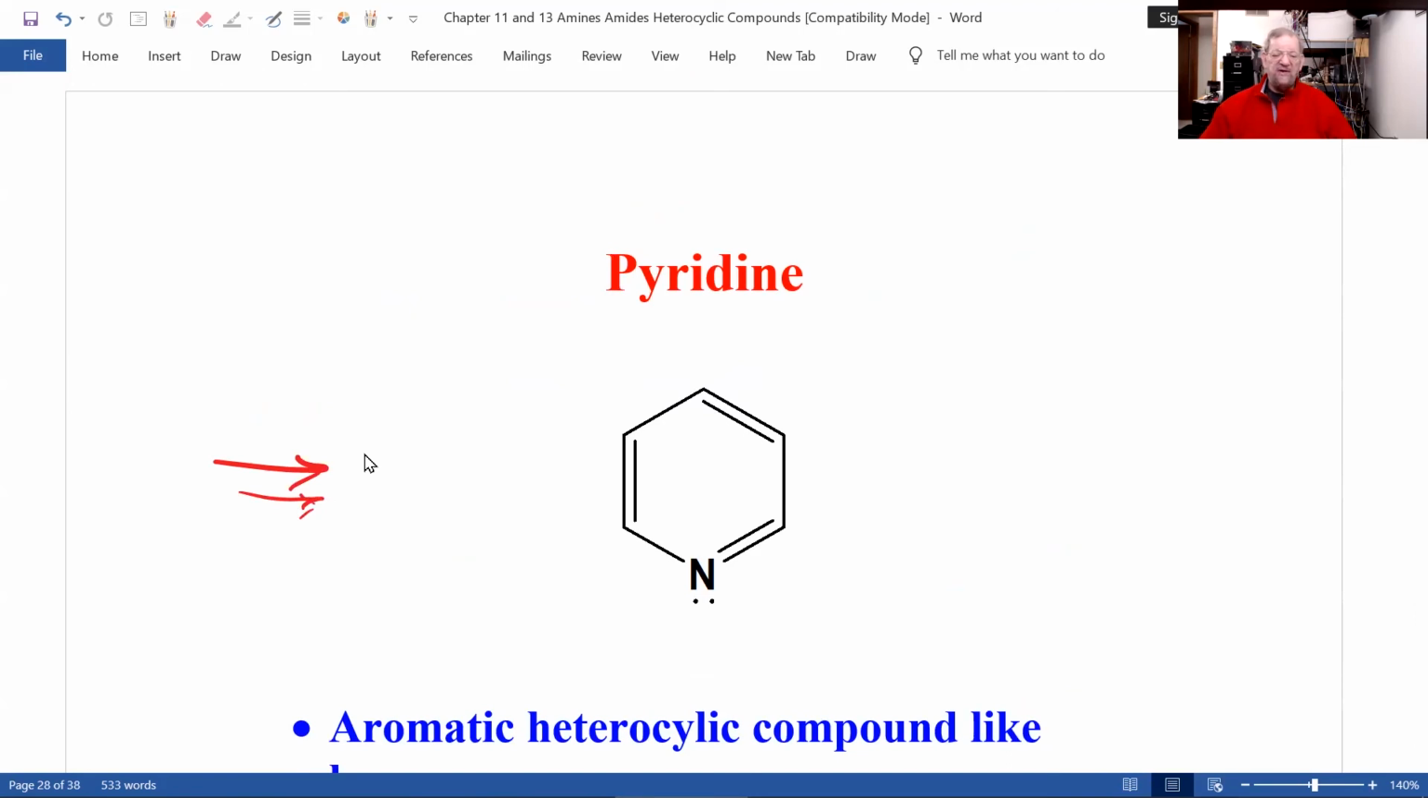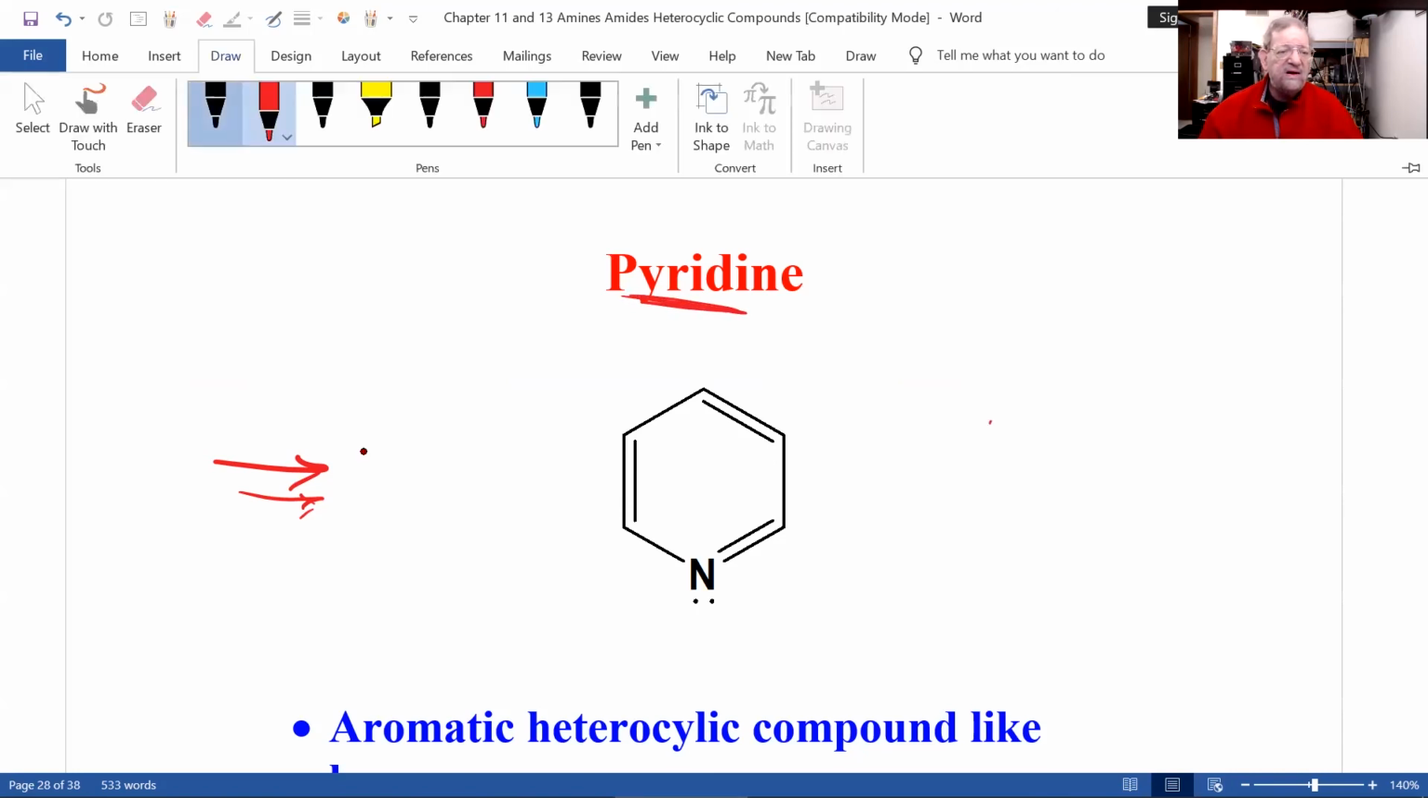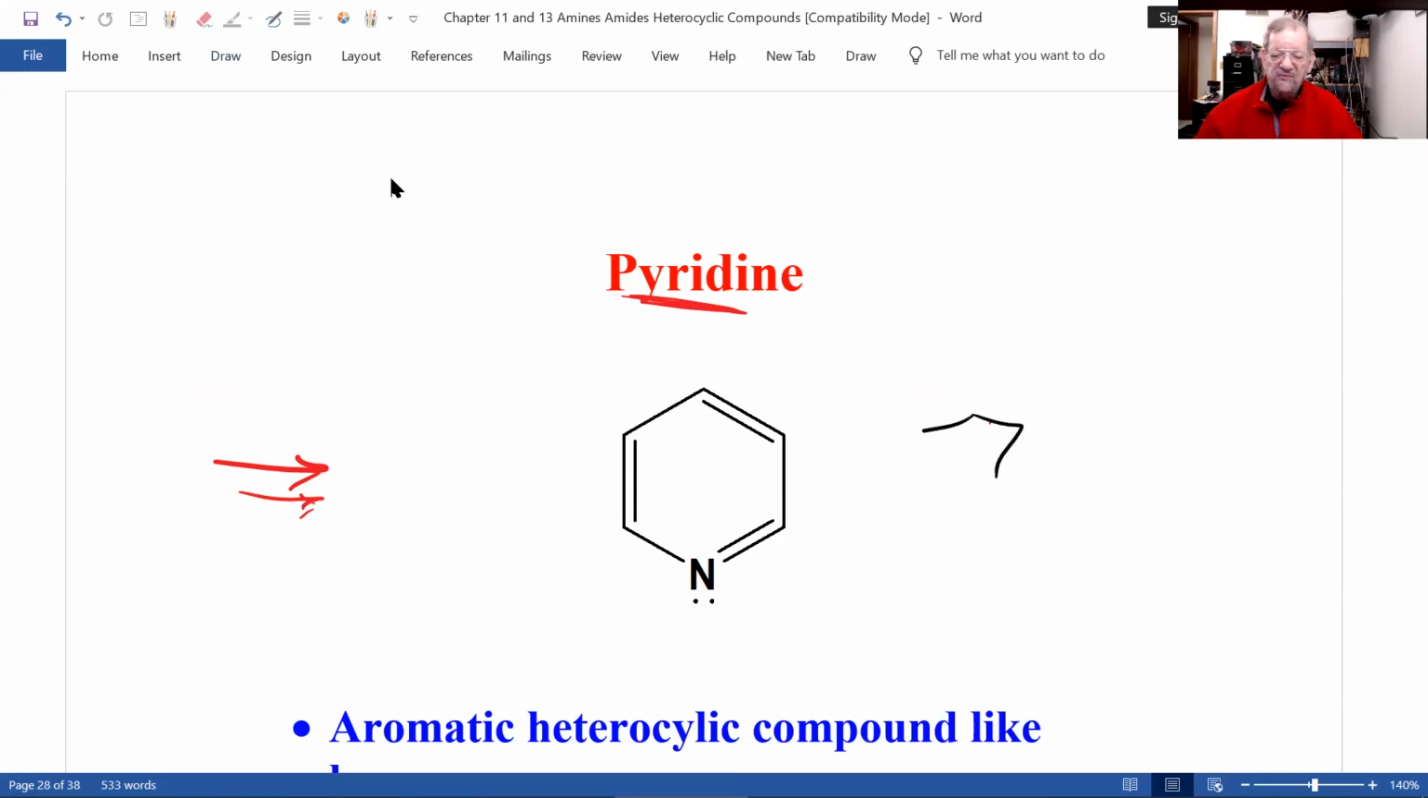This is a common name, that's the IUPAC name. This is an important heterocyclic compound called pyridine. And notice it's like benzene. If this is benzene, if you replace one of the carbons in benzene with a nitrogen, you have pyridine.